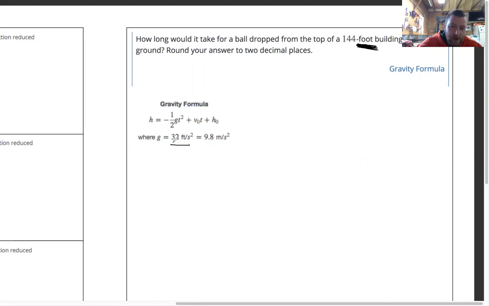So you have to use 32 for gravity. Feet is now, yeah, gravity is now 32 feet per second squared. If the ball is dropped, how fast did I throw it? Well, my velocity is going to be 0. Anytime it says dropped, my velocity is 0. The top of a 144-foot building, that's my initial height. If it hits the ground, that means h is equal to 0.